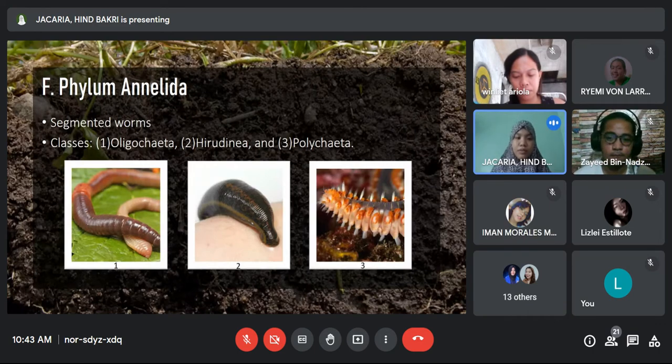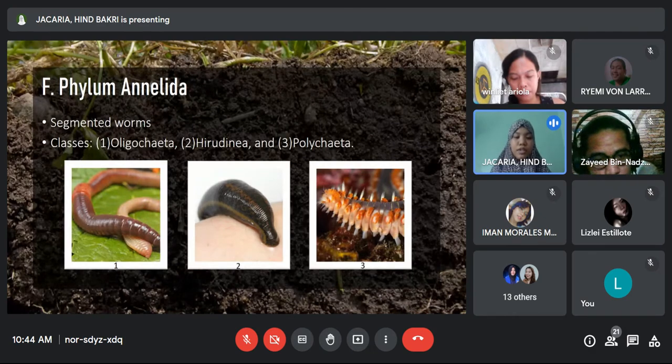And next is the Hirudinea, or these are the leeches. So they have a definite number of segments, approximately 33 or 34, with many annuli. The annuli are like circular rings. As you can see in the picture, there are lines on the body of the leeches. They also have anterior and posterior suckers. As we all know, leeches do suck blood.